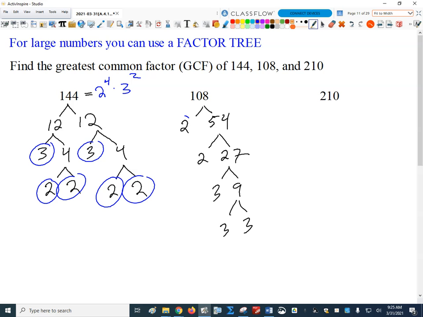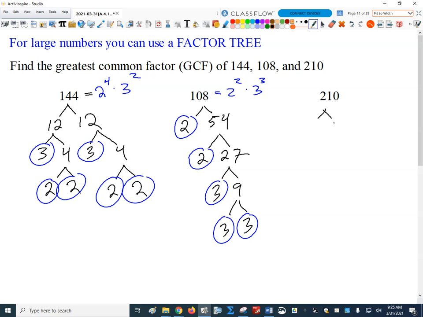So then what do we get here? We get 2 squared times 3 cubed, 210.